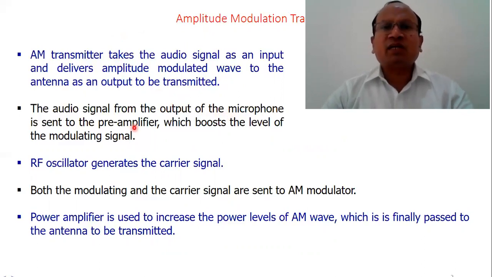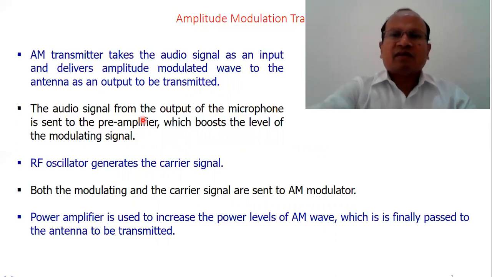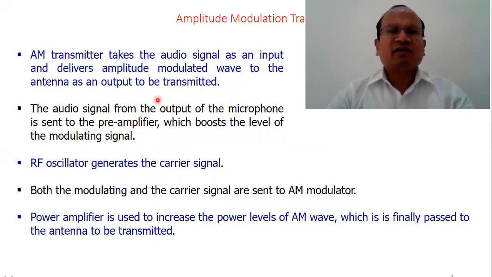The signal which is generated by the microphone is not directly transmitted, but is sent to a number of major stages. Those major stages are used to boost up the signal strength, to amplify the power level so that it can reach a higher distance. So it is sent to the preamplifier that can boost up the level of the modulating signal.